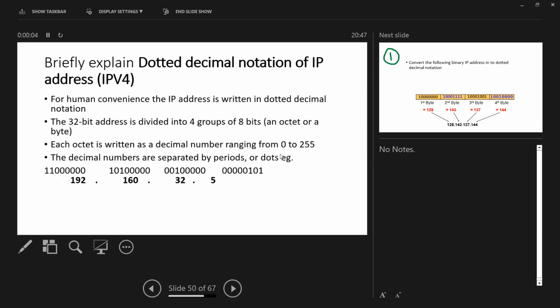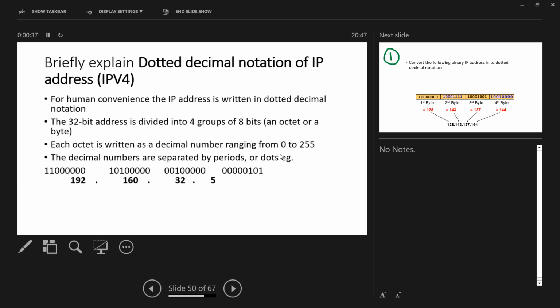Briefly explain dotted decimal notation of IP address IPv4. For human convenience, the IP address is written in dotted decimal notation. As human beings, we can clearly understand decimal numbers, not binary. Therefore, dotted decimal notation is used to represent IP addresses. Then the 32-bit address is divided into 4 groups of 8 bits, an octet or a byte.